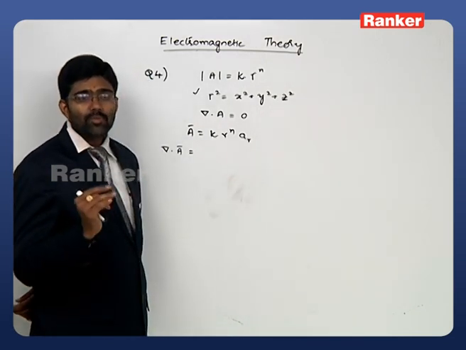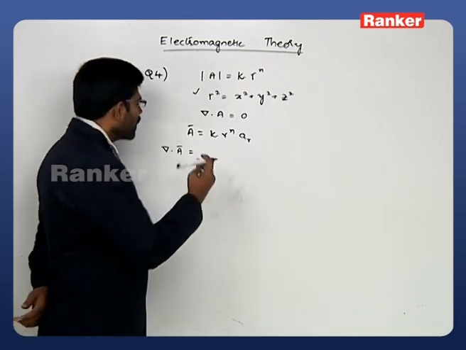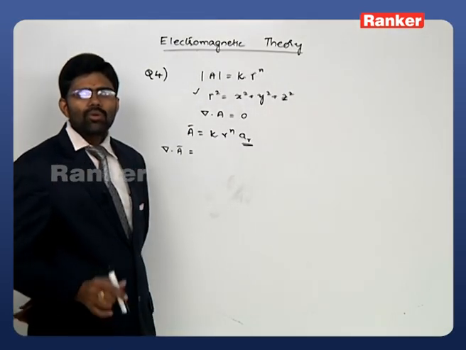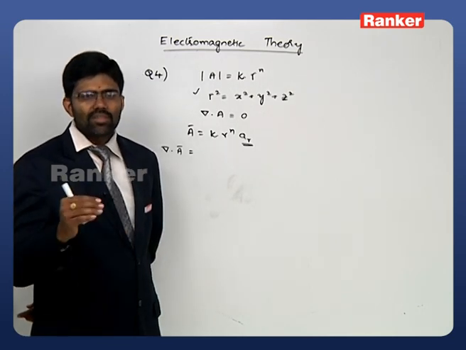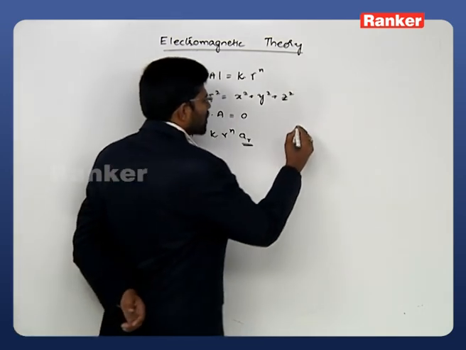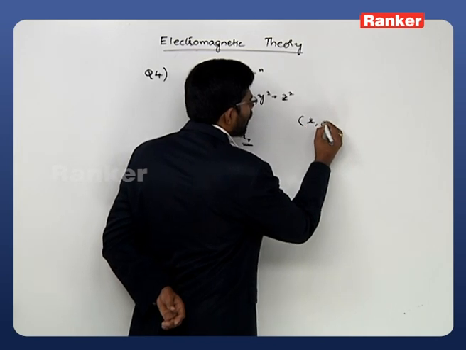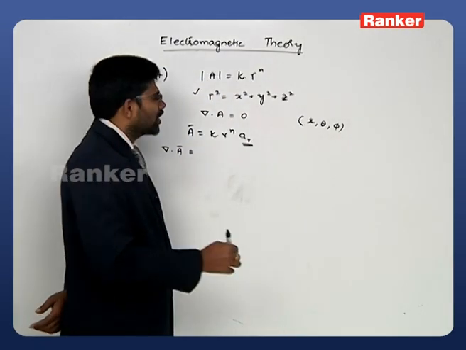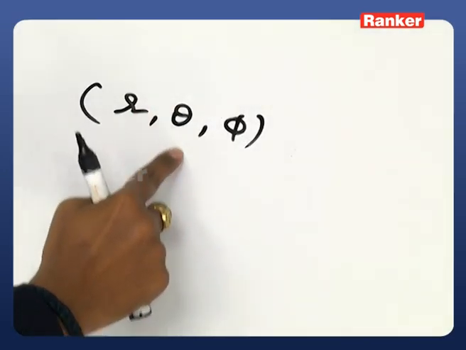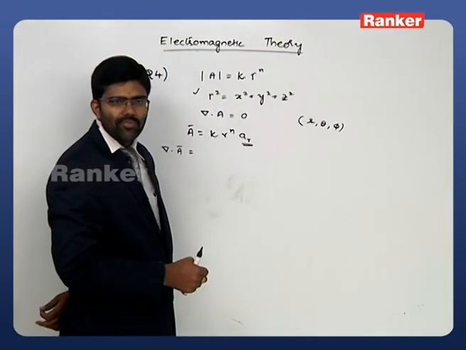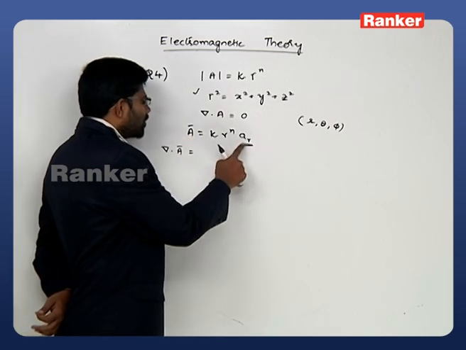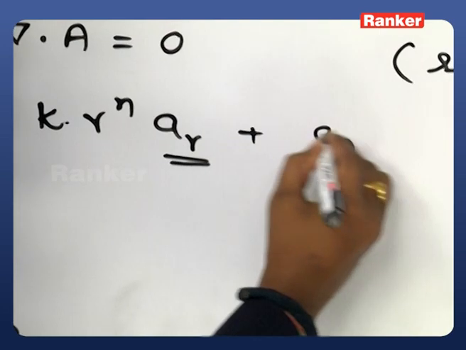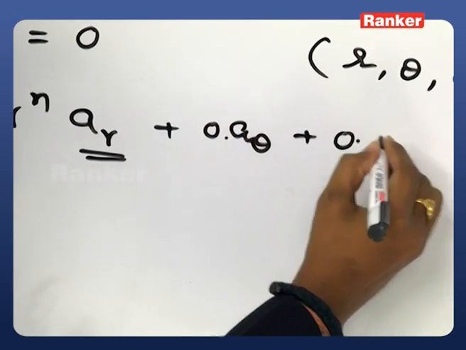Now here observation plays a very important role: in our A bar we have only a radial term and no theta term and phi term. What are the three coordinates in our spherical coordinate system? In their order they are r, theta, phi. If you are considering any vector, it may contain an a r term, an a theta term and an a phi term. Now observe here, A bar contains only an a r term, and the a theta term and a phi term are 0. That is what you can take.